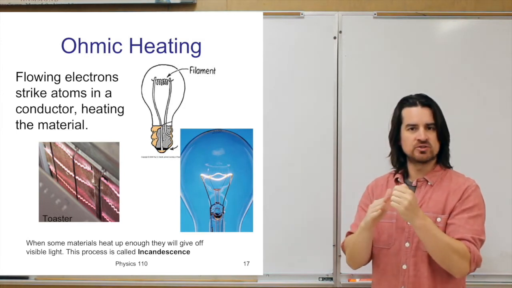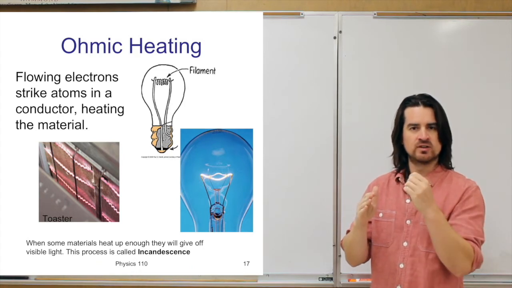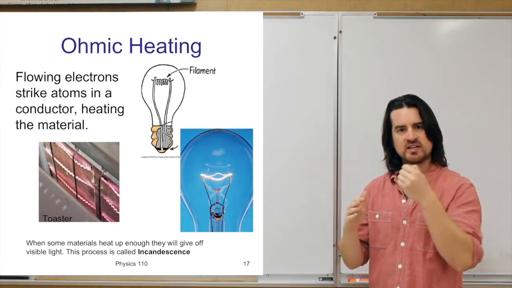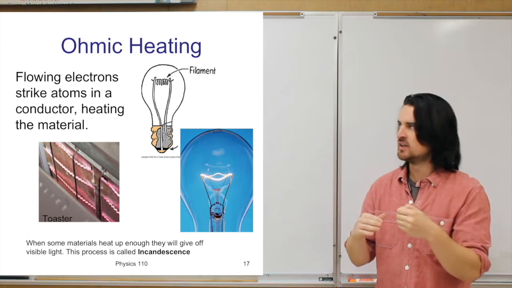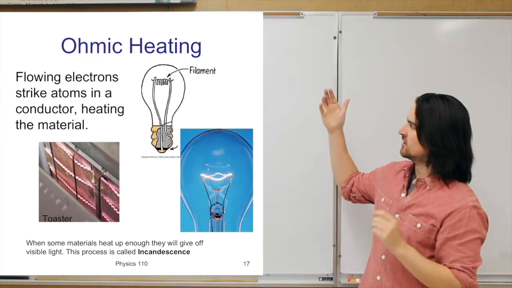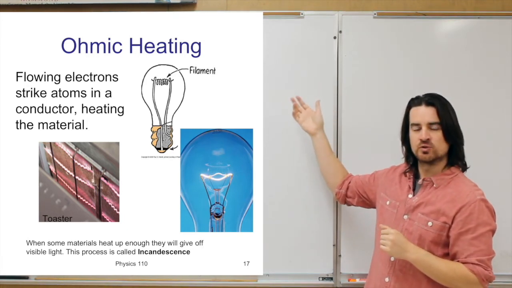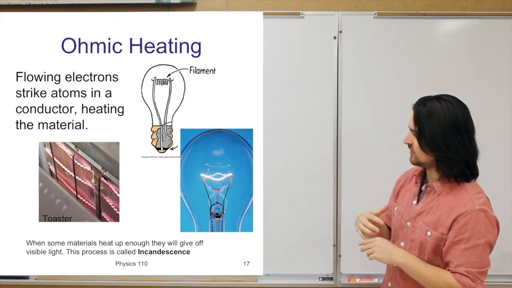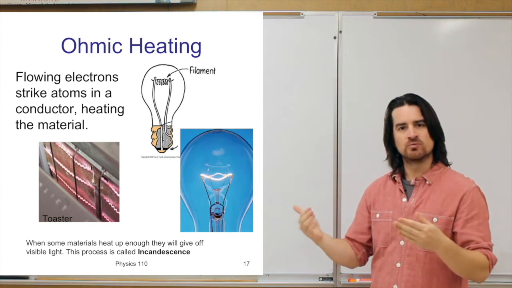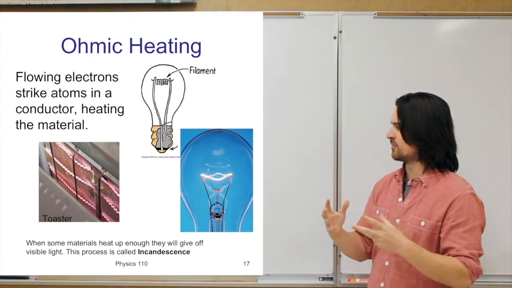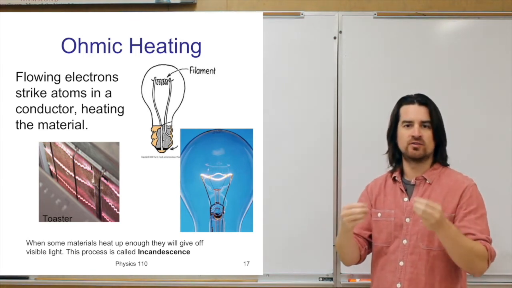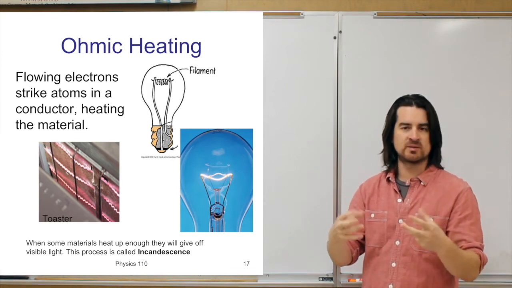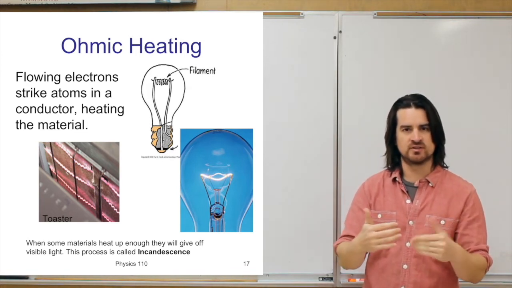When they hit them, they give those atoms energy. Those atoms start moving more. What that means is that the atoms are heating up, they're increasing their temperature, and so we get things like the filament in a light bulb heating up enough that it starts to glow. You get visible light. You can have things like a toaster where the electrons are heating up the metal enough that it glows and gives off visible light, but also infrared light that cooks your toast.